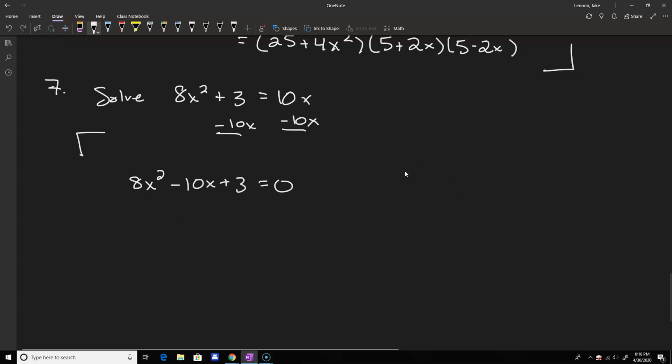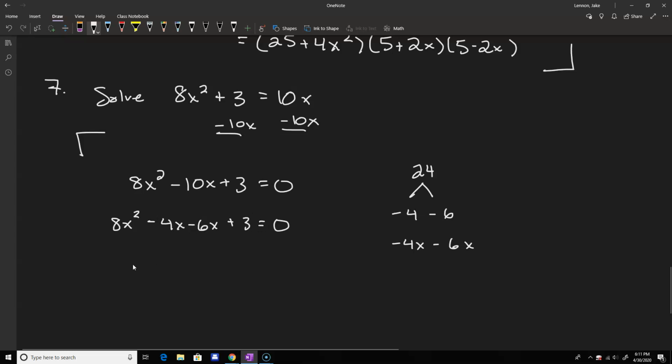Well, remember the method that we typically like to use is factoring by grouping. So multiply 8 by 3 and we get 24. Then we need two numbers that multiply to positive 24, but when you add them you get negative 10. So in this case, negative 4 and negative 6 will do the trick. So that means basically we want to rewrite that minus 10x as minus 4x minus 6x. So we can write the equation as 8x squared minus 4x minus 6x plus 3.